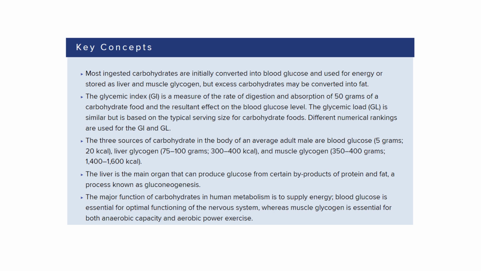The liver is the main organ that can produce glucose from certain byproducts of protein and fat, a process known as gluconeogenesis. The major function of carbohydrates in human metabolism is to supply energy. Blood glucose is essential for optimal functioning of the nervous system, whereas muscle glycogen is essential for both anaerobic capacity and aerobic power exercise.